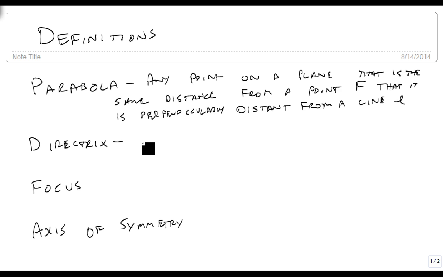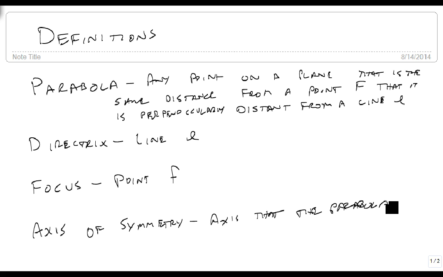The directrix is that line. This is the line L that the points on the parabola are distant from. And the focus is the point F that they're the same distance from. So the distance from the focus to the directrix is the same wherever that point is, if that point is on the parabola. The axis of symmetry is the axis that the parabola folds around.